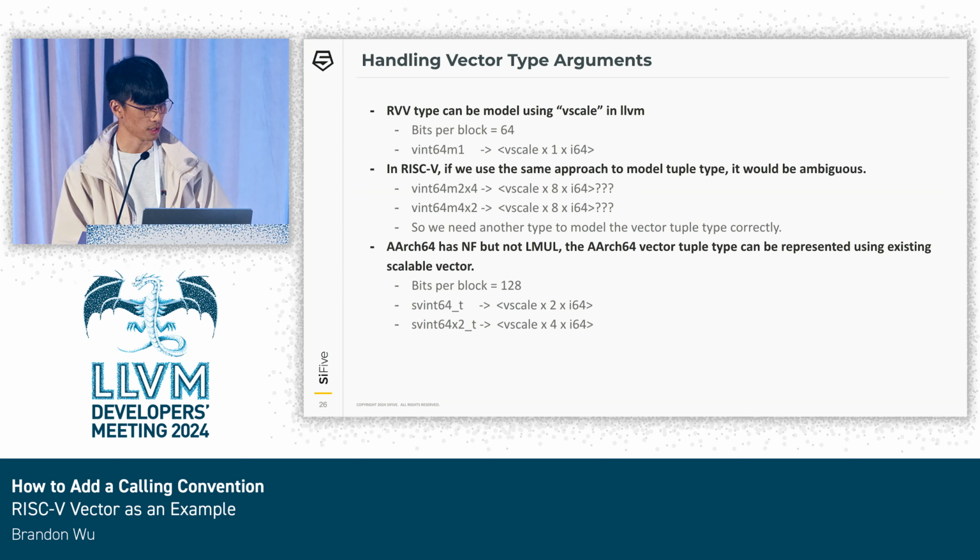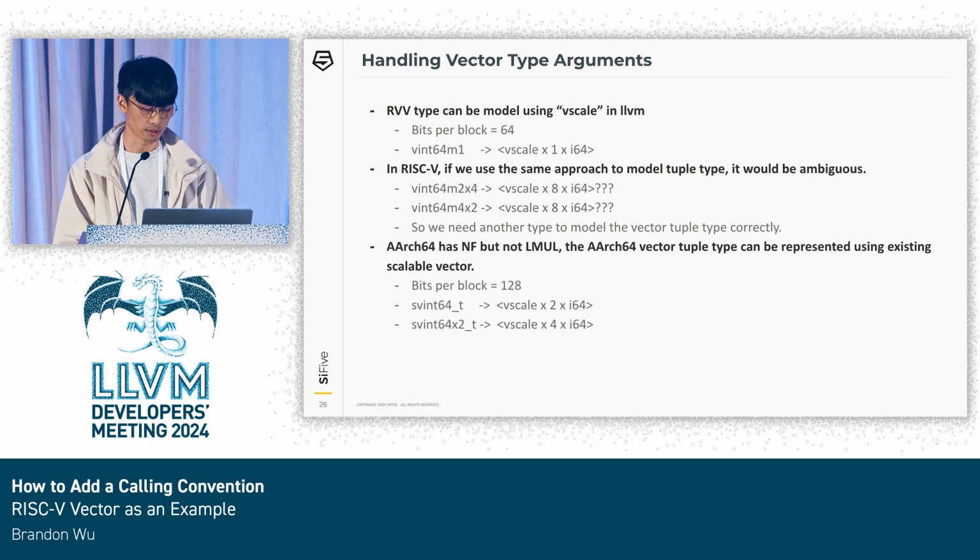So an important question is how do we model RVV type and tuple type? For RVV type, we already have vscale in LLVM to model it. For example, let's say we have V64M1 for representing I64 RVV type with LMUL equals 1. And it is modeled as vscale times 1 times I64, since each block is 64 bits in RISC-V. This is the same as how ARM models SVE.